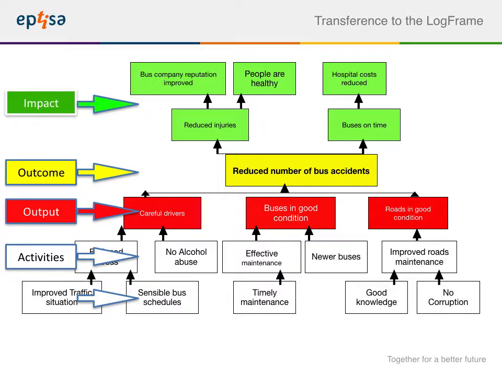The log frame itself is derived from where you start in the objective tree. In this case, if we have a look at the yellow box, the intention to reduce the number of bus accidents, this would be the key outcome of a project. Immediately below that, we have different outputs, which are the things that are delivered through the activities of the project. And at the high end, the impact is the changes that we hope will occur if the project is successful.